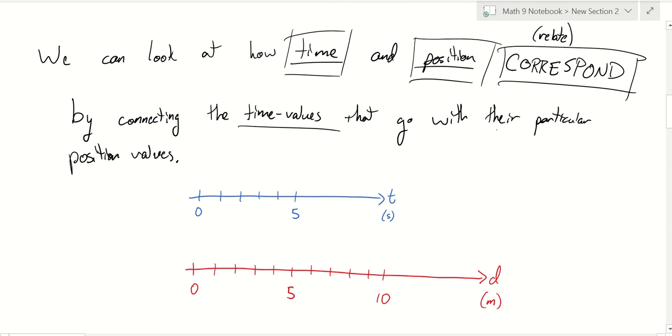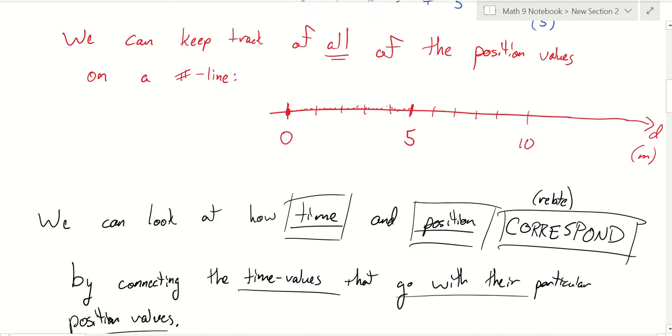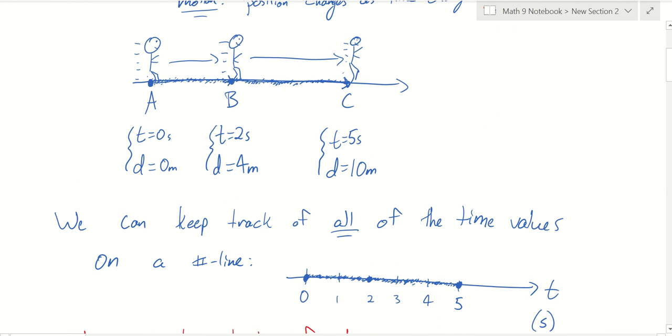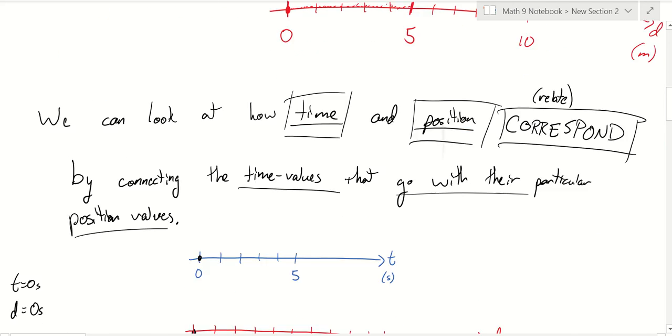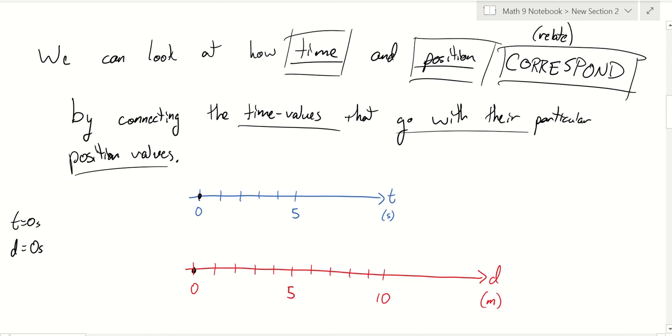So we can look at how time and position correspond by, again, connecting the time values that correspond with their particular position values. For example, we know that when time is 0, the corresponding distance, or position, is 0, right? When at position A, if I scroll up for a brief moment here, I might notice that the instant that I start, I am at 0 meters of distance away from my original position. So t equals 0 should correspond with d equals 0.